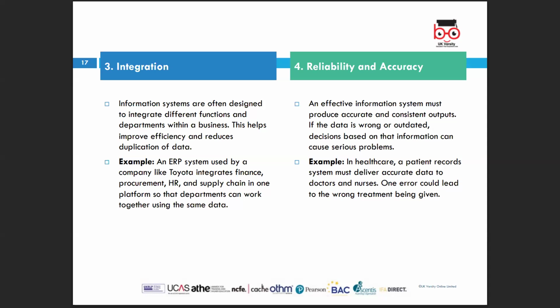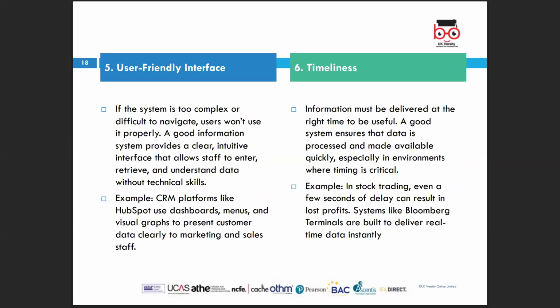Also, we have reliability and accuracy, where an effective information system must produce accurate and consistent output. So if the data is wrong or outdated, decisions based on that information can cause serious issues to the organization.